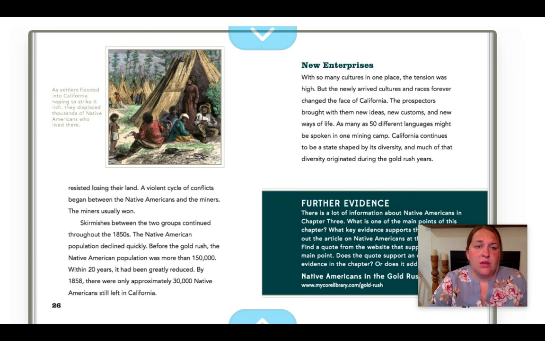And so as I'm thinking back to that simpler text, I'm now realizing that as the Native Americans were being pushed off their land because the miners wanted the gold, the Native Americans were fighting for themselves and fighting for their land. And that's why you have this cycle of conflicts. The miners wanted land, and Native Americans were defending their land. And it said that the miners usually won.